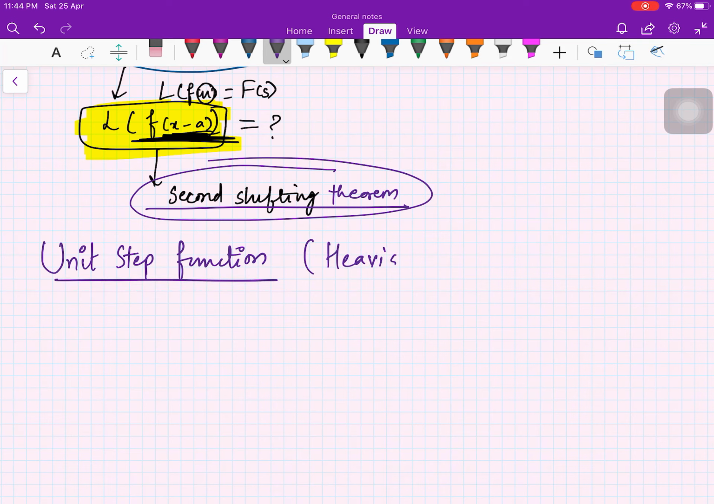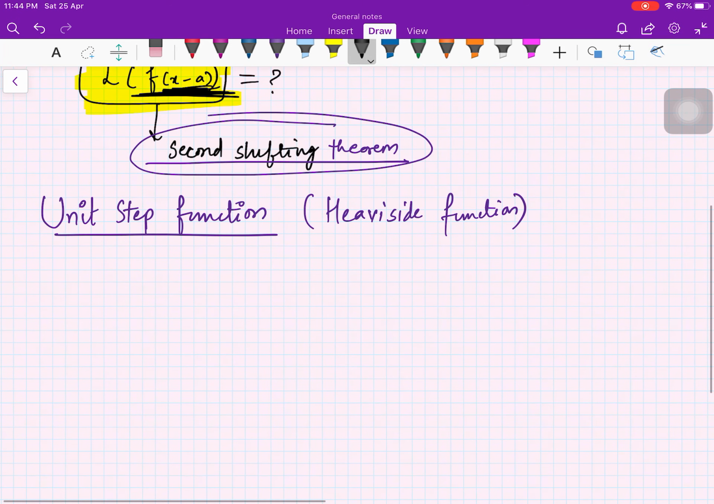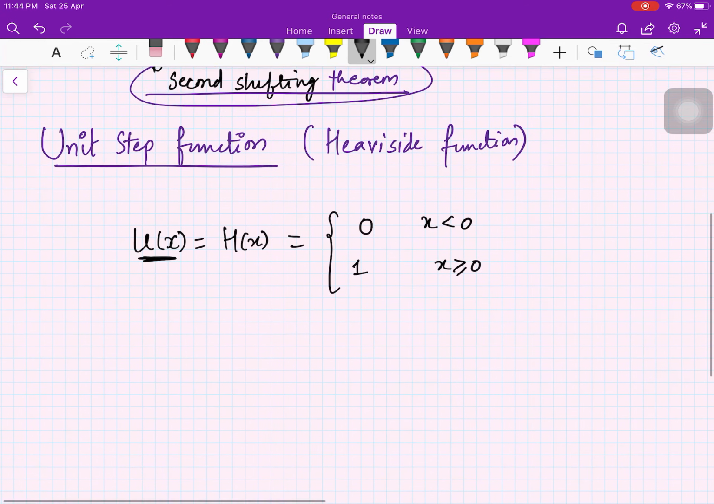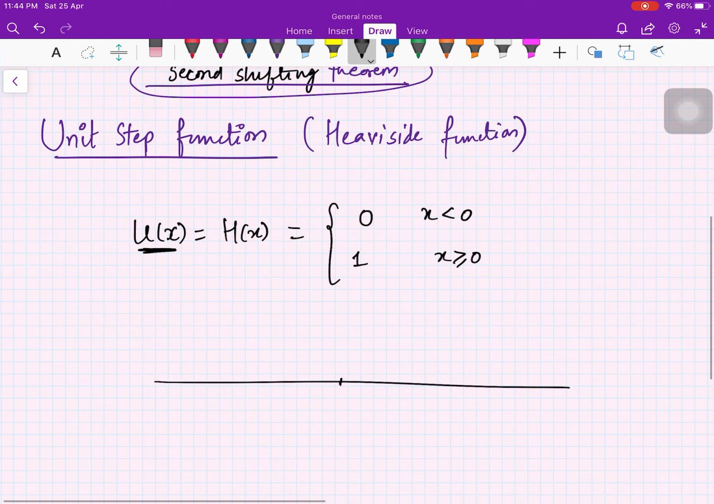right? So let us see, this function sometimes is also called Heaviside function. So let us see what is a unit step function. A unit step function is just simply u of x, defined as, sometimes it is written as h of x, but we'll use this notation, is defined as 0 for x less than 0, and it is 1 for x greater than or equal to 0.